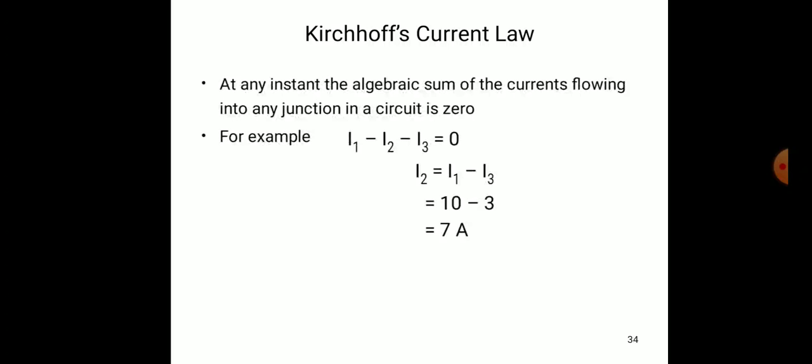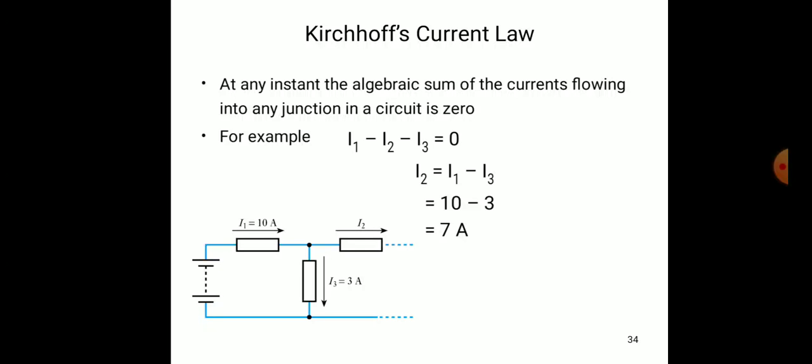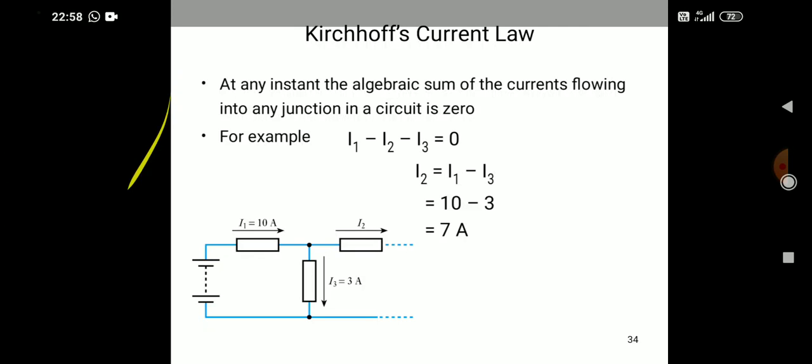At any instant, the algebraic sum of the currents flowing into any junction in a circuit is 0. That is I1 minus I2 minus I3 equals 0, so I2 equals I1 minus I3. From that we can find 7 amps. You can see a circuit like this, 10 amps and 3. We need to find I2 by applying the KCL. At the junction, we can find the value as 7 amps.